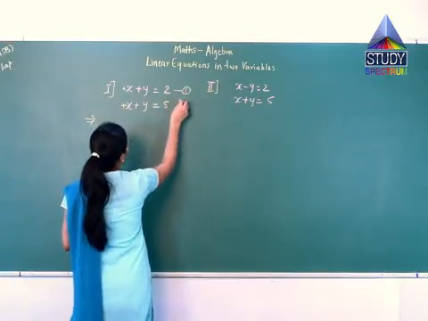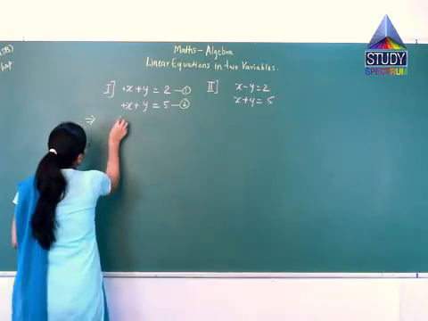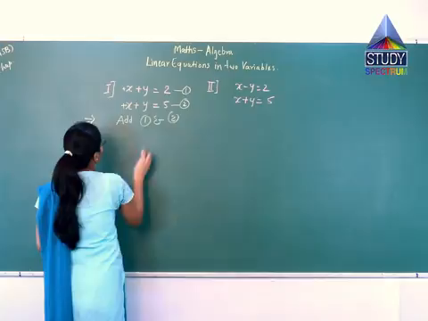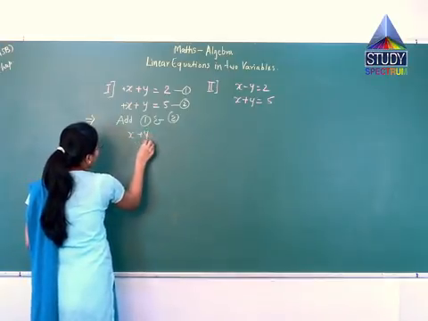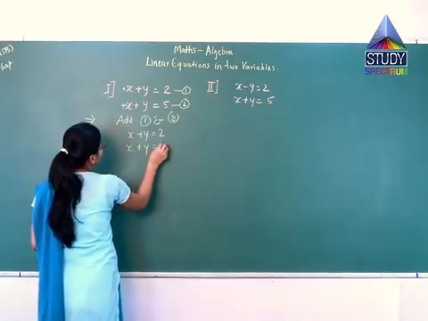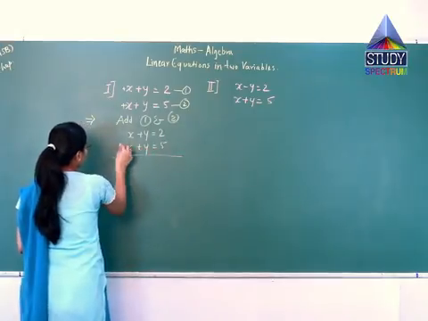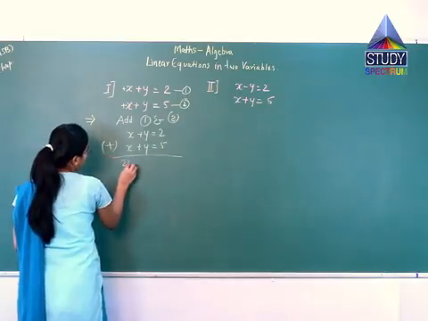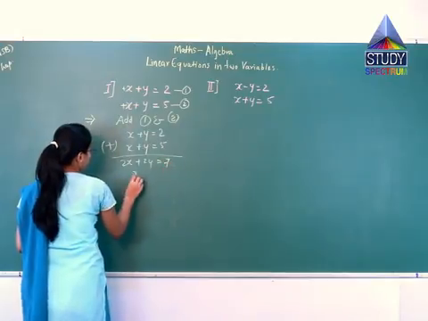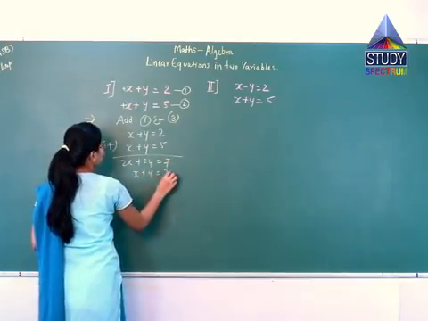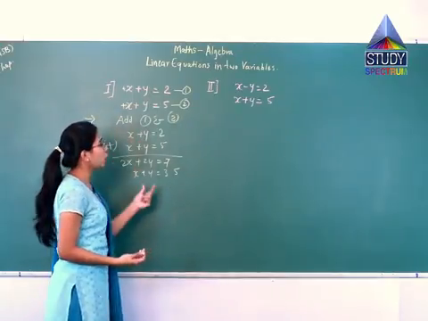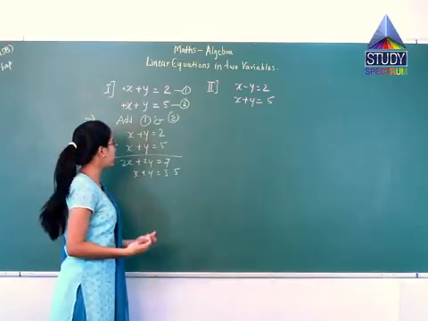Suppose this is my equation number 1, and this is equation number 2. Now we will add 1 and 2. So what will happen? x plus y is equal to 2, then x plus y is equal to 5. After adding, you will get 2x plus 2y is equal to 7. That means x plus y is equal to 3.5. So you are getting another equation. We are not solving the equation, we are just expanding it.